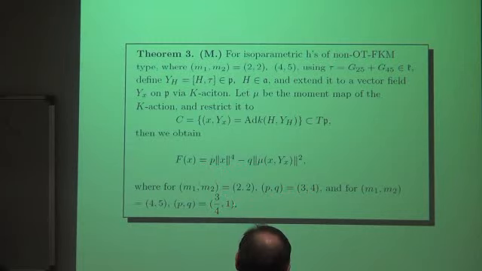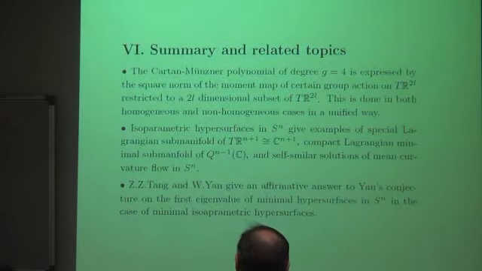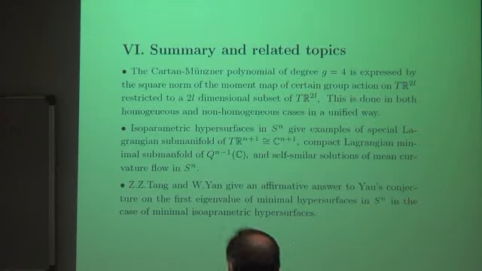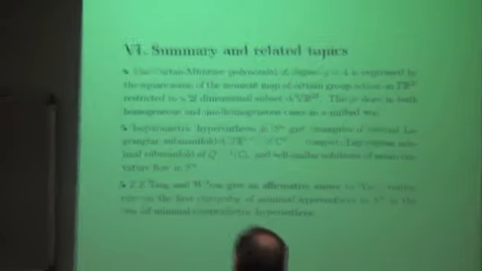So this is the story of the expression of the Cartan-Münzner polynomial in terms of the moment map of the subgroup action. And my advantage is that the method is applicable to both the non-homogeneous and homogeneous case, in a unified way. So this is the point of my result.